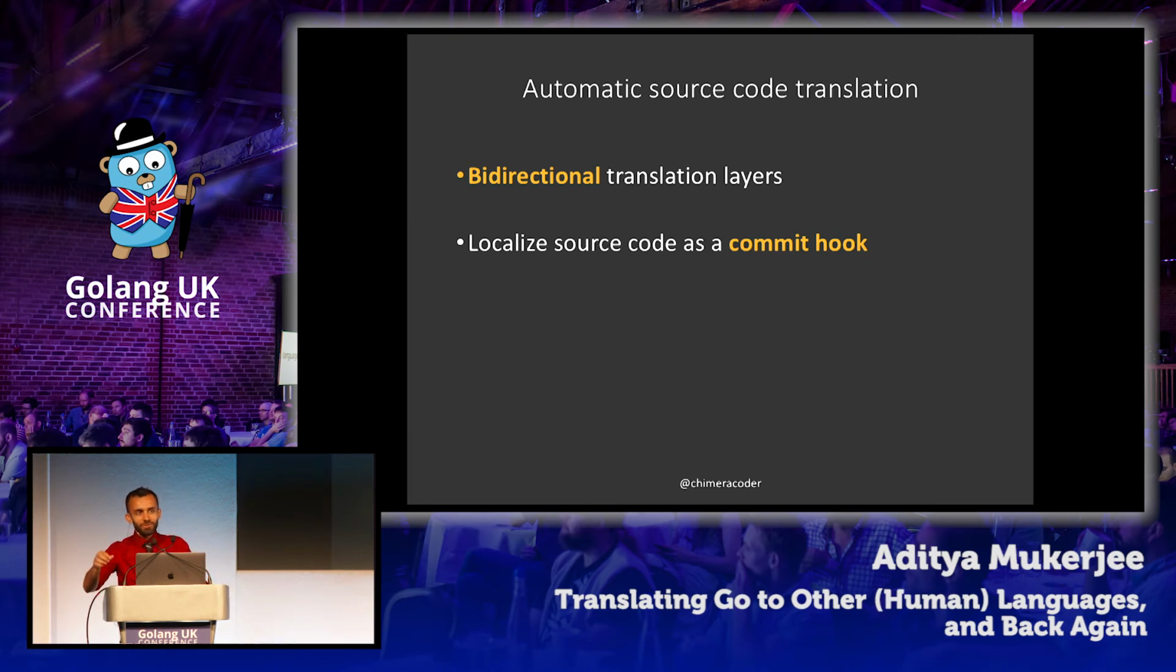So the same way that you didn't know that I was using 4 spaces and I didn't know that you were using 2, having bidirectional translation layers means that you don't need to know that I'm writing my code in Bengali, and I don't need to know that you're writing your code in Chinese or in Portuguese or in Russian or whatever language.